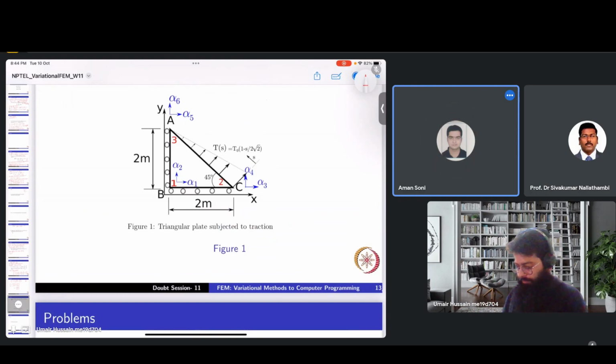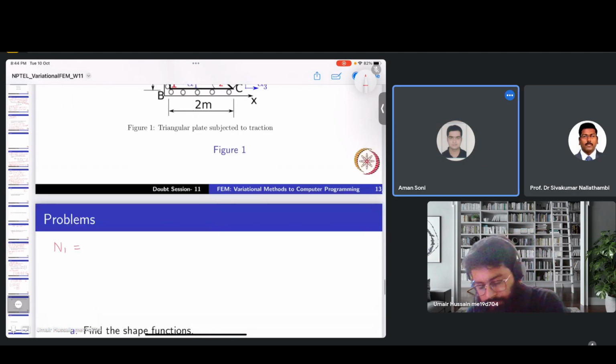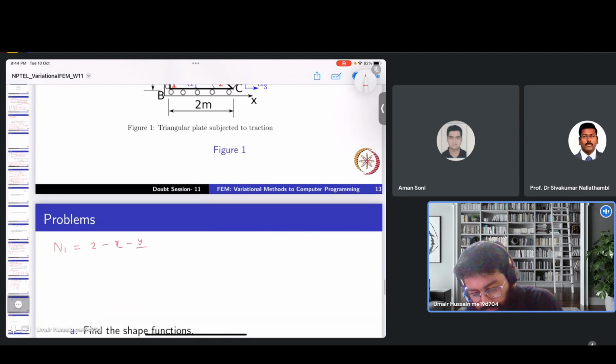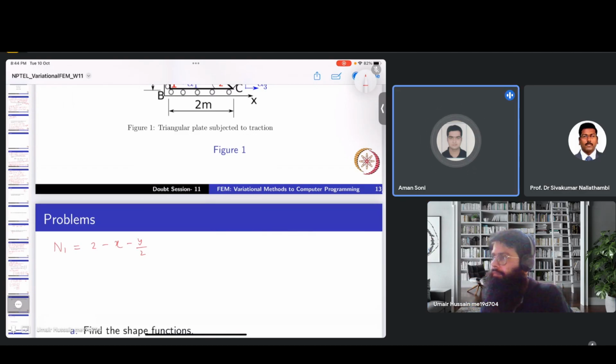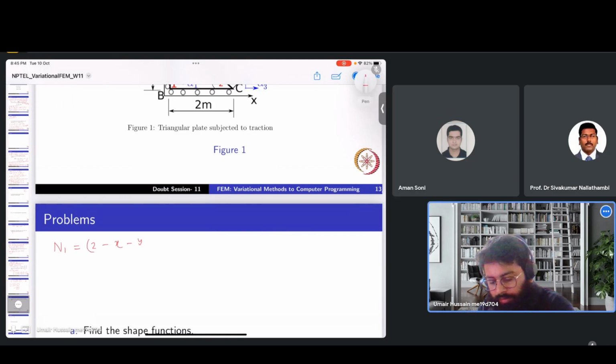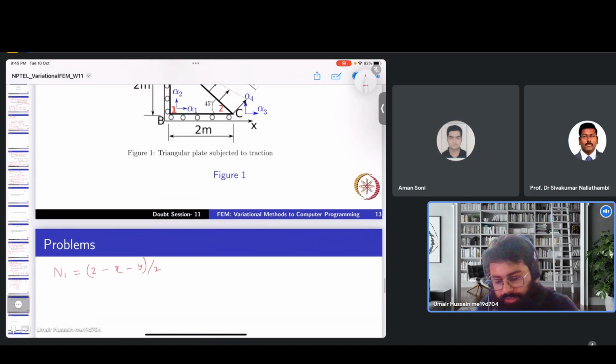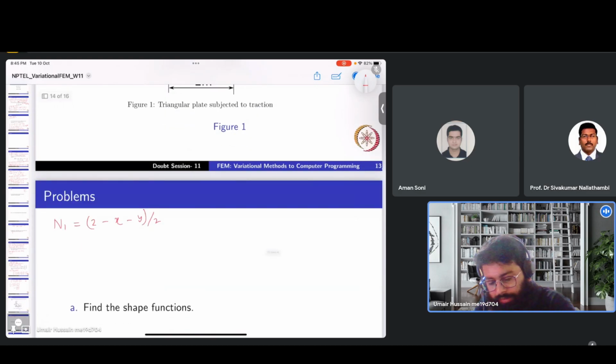Okay. 2 minus x minus y by 2, I think. You mean 2 minus x minus y by 2. Please use the denominator of 2 over the whole expression. Okay, you mean this. Yes. This seems the correct answer. We'll see how we go about that.